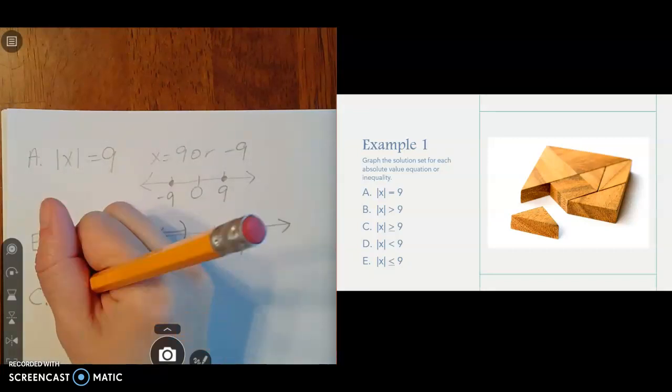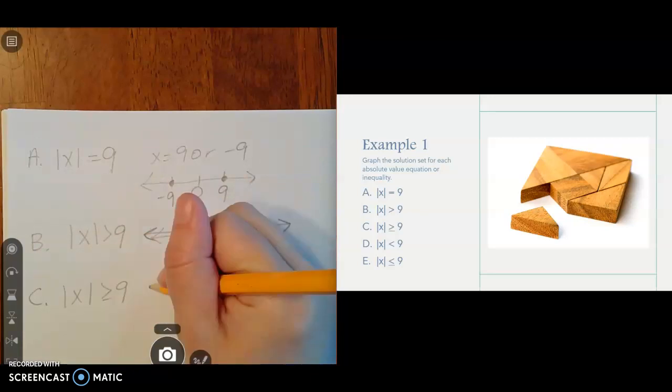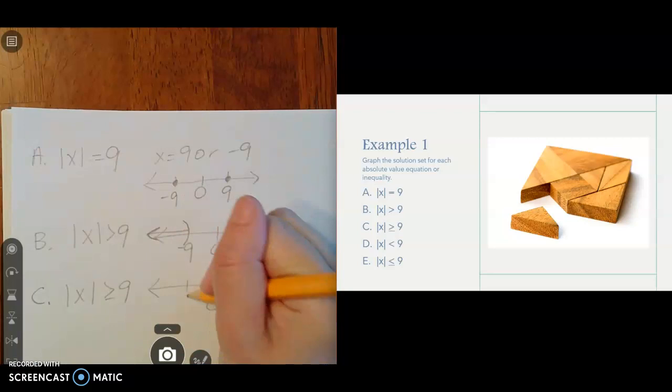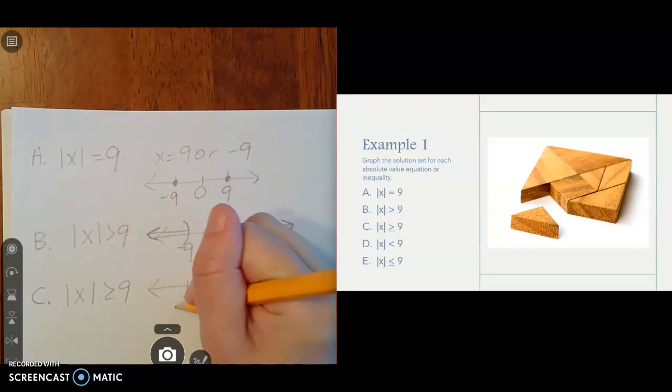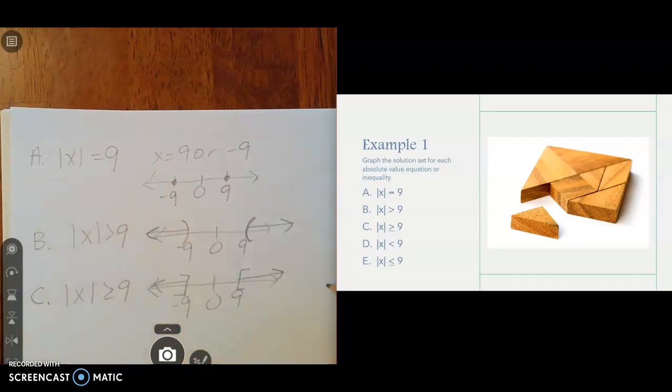So these go away from 0 on the number line. How about if I have greater than or equal to 9? Well, the only difference if I have greater than or equal to is that I would have brackets instead of parentheses because I would include 9. So I would still be going away from 0, but I'll have brackets instead of parentheses.